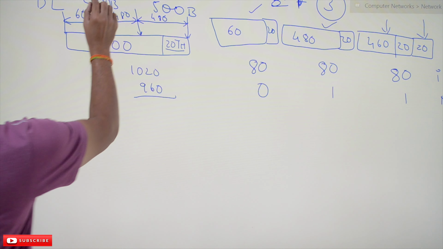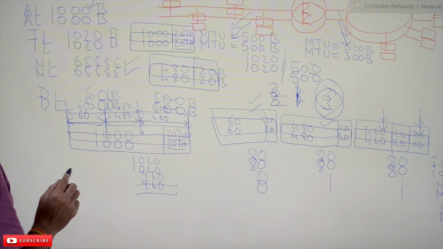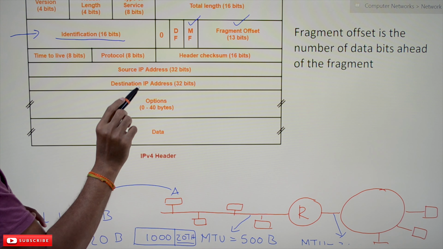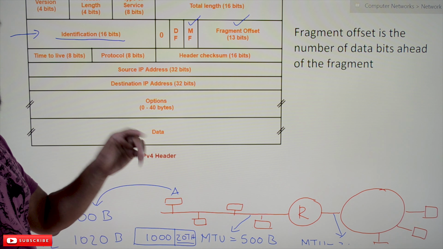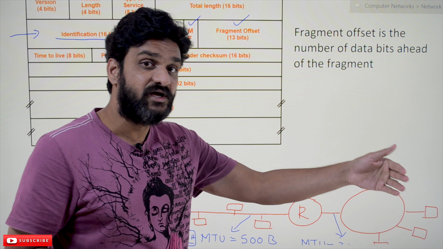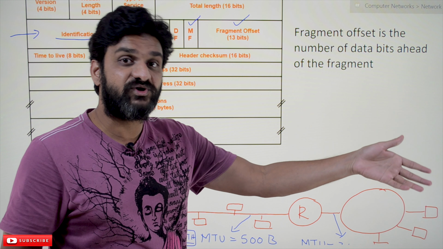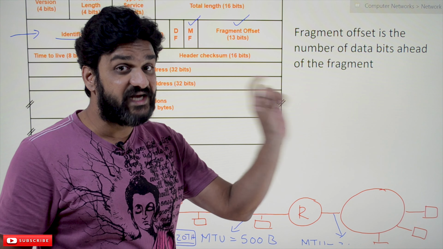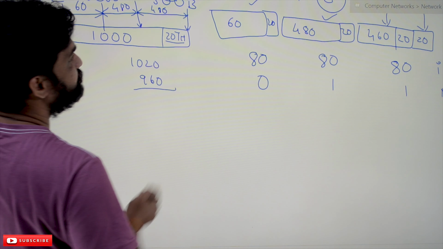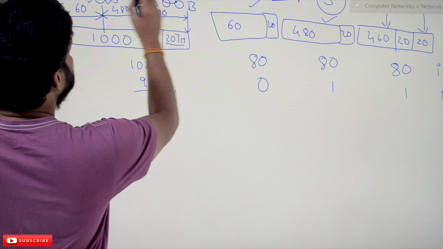What is this fragment offset? The definition has been explained above. Fragment offset is the number of data bytes ahead of the fragment. If you consider a fragment, how many data bytes are there ahead of that fragment? That gives the fragment offset number. So how are we going to get that? Let's see here.